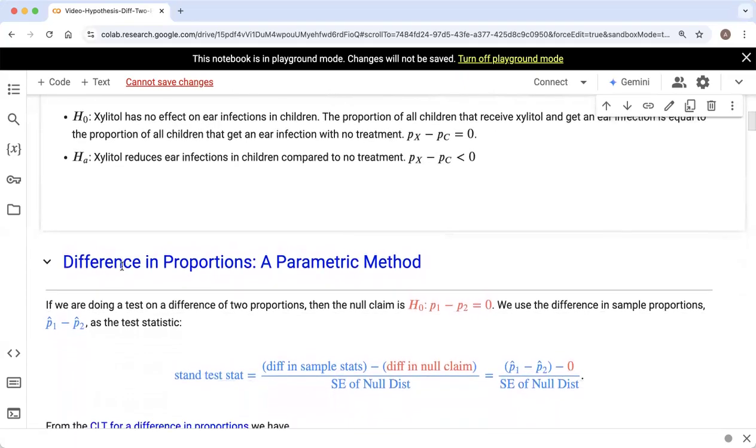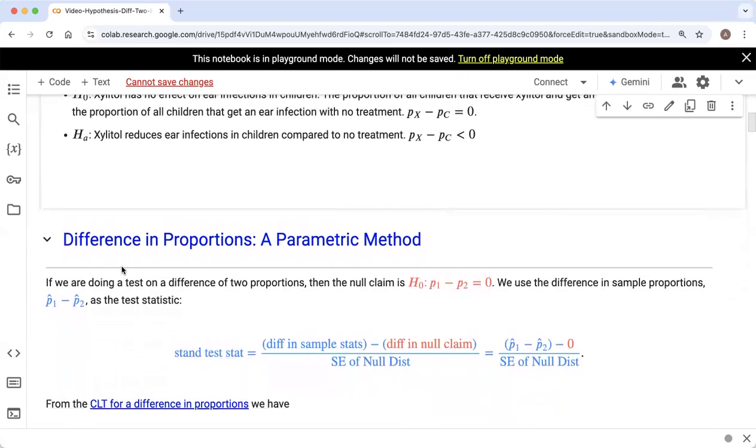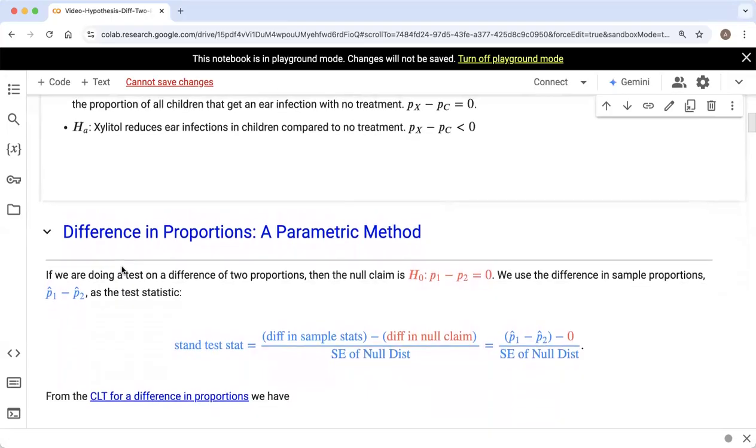So here, again, we're doing a test on two proportions. And so we would use a test statistic. We would perform an experiment. We would collect some data from a sample of children that receive xylitol, and we could calculate what proportion of those children get an ear infection. And then we could collect data from a sample of children that get a placebo and look at what proportion of those children get an ear infection. And our test statistic would be, well, how significant is the difference in those two sample proportions?